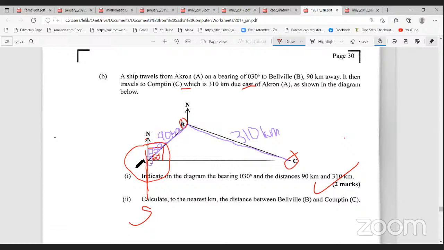Where's east? This is your right. East is to your right, never to your left. East is to your right. West is to your left.